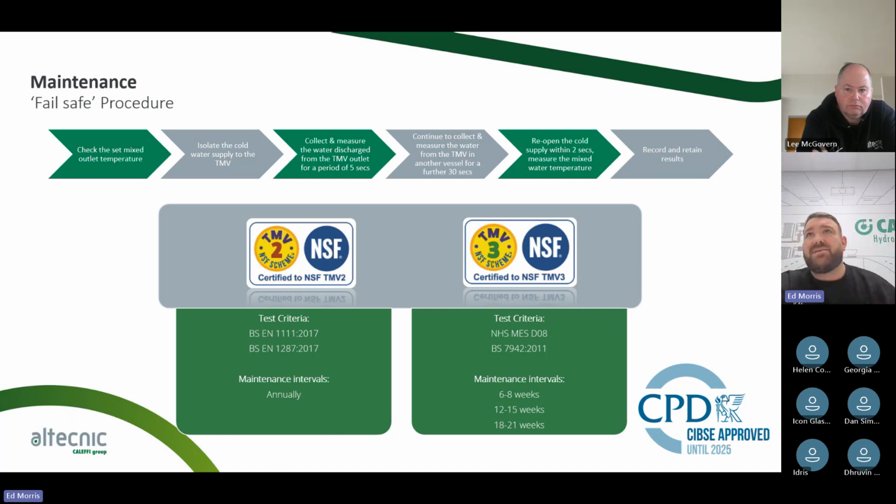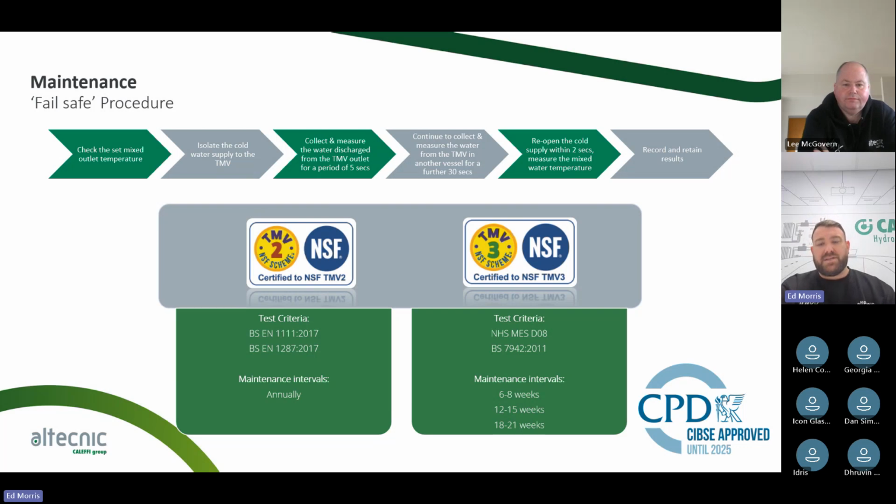It's slightly different for TMV3, so the test criteria is set out in the D08, but also in BS 7942. So maintenance intervals are 6 to 8 weeks after it's initially installed, then a further check after 12 to 15 weeks, and then 18 to 21 weeks after that. And then it goes on to a rolling basis of performance of the valve. If the performance is falling off, if it's not holding the temperature stability, if the temperatures are dropping or increasing, or your fail-safe is not working, that will indicate that the valve will need to have a service.